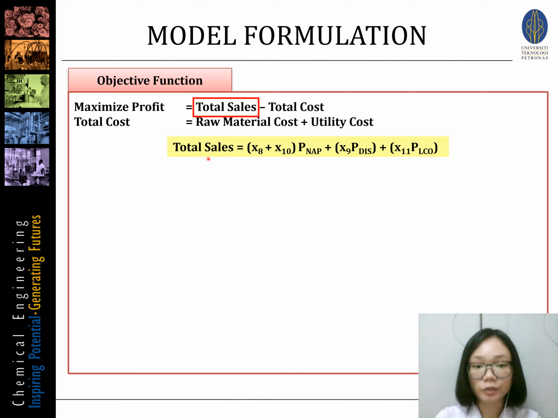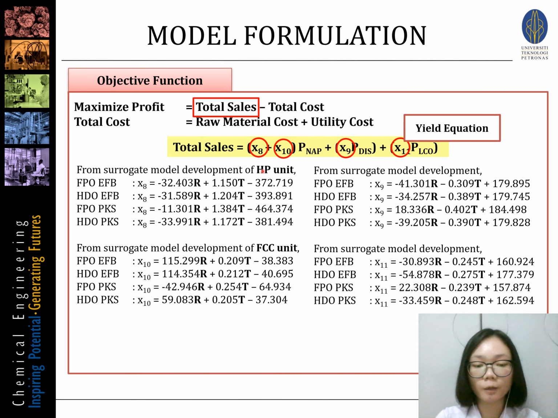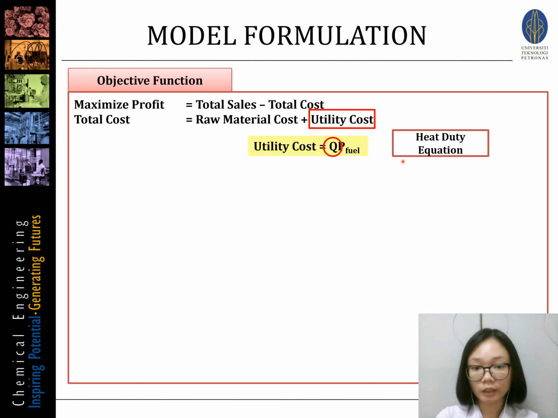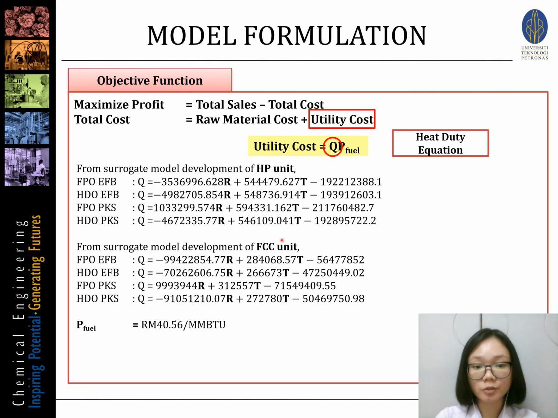Now let's look at the total sales equation first. Here the x8, x10, x9, x11 are the yield equations which can be obtained from the surrogate model development. And this is the cost constant used for these equations. Now let's look at the utility cost equations. The Q here is the heat duty equation, which is also obtained from the surrogate model development, and this is the cost constant used for the heat duty.